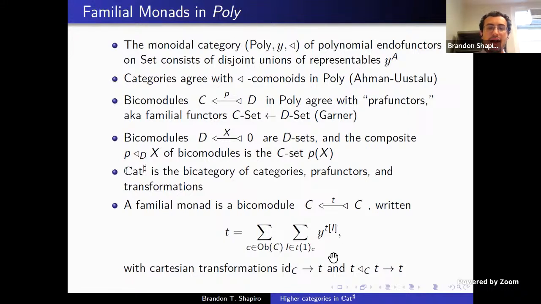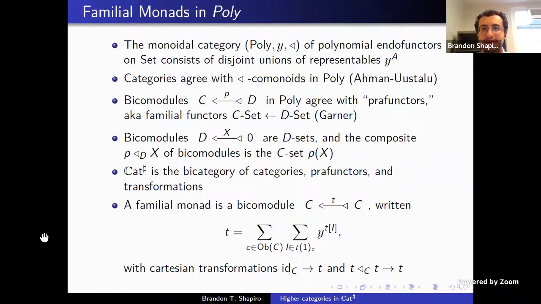And now, because this is a bicomodule, this notation makes sense. You expect to have a C set in the exponent here. And the Cartesian transformations that make it a monad are two cells in Cash-sharp. Not all two cells in Cash-sharp are Cartesian, but some of them are. And so we keep that adjective in place.